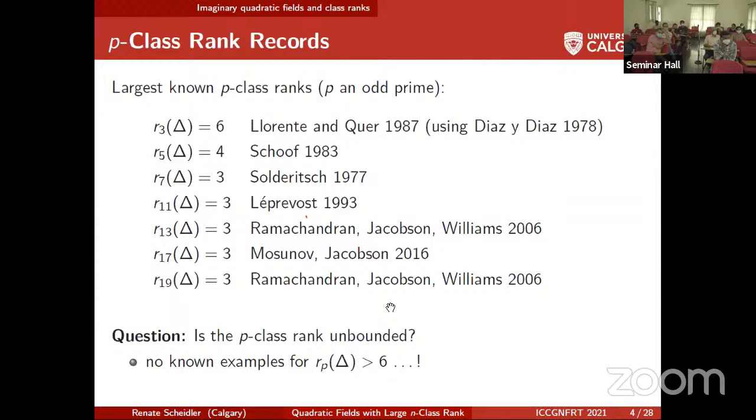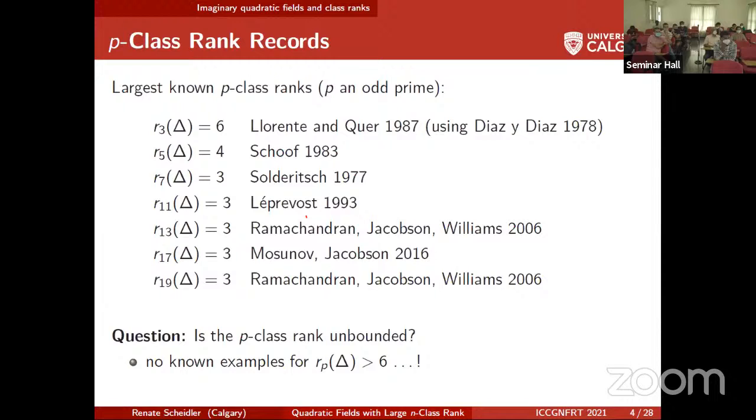And one of the big questions is, is the p class rank unbounded? And the answer is we don't know. We don't even know if it's ever bigger than 6. So that's a long way from being unbounded. So we're really very blissfully ignorant about these things. And one of the problems is that these examples are very rare. You have to construct these things very carefully. If I give you a random quadratic field, I just guess a negative fundamental discriminant, it's going to have very small p class rank.